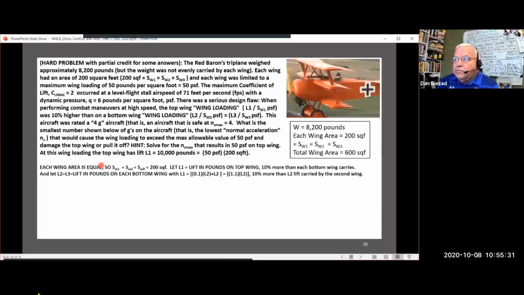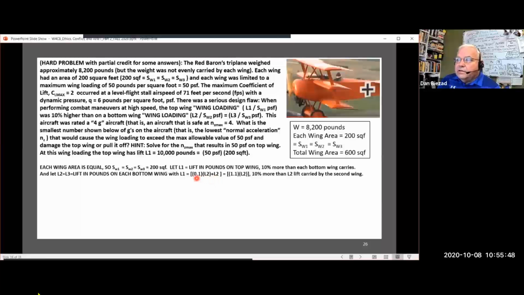Well, I know the wings are equal, and I know that the top wing, we'll call it L1. We'll say this is L1, L2, and L3. The lift on 1, lift on 2, lift on 3. We know that the lift on the top wing is 10% greater than the lift on the second or the third one. Either one, I'll pick the second one.